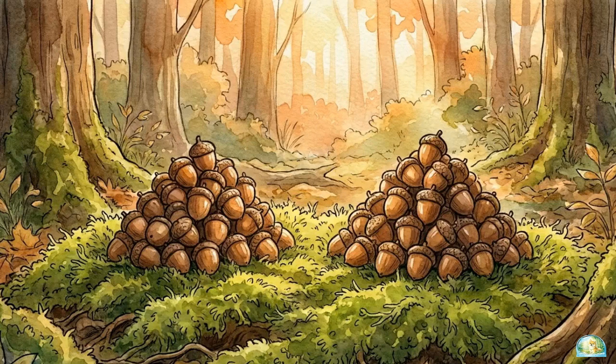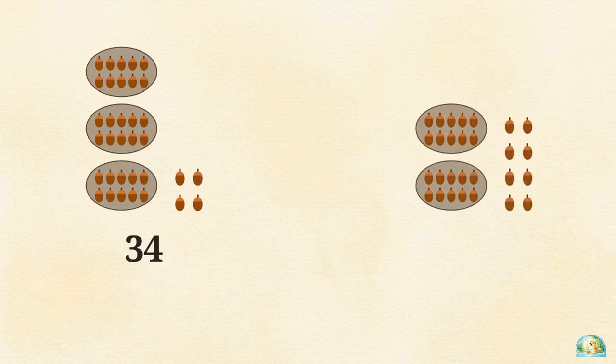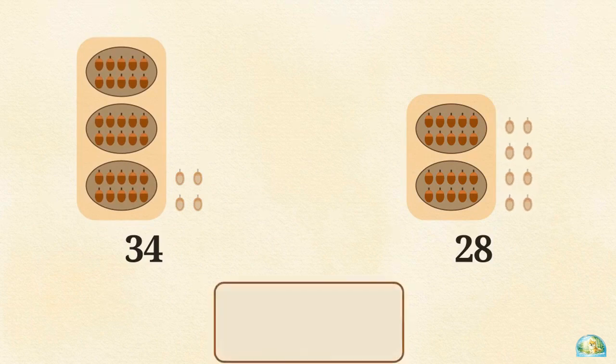Down on the moss, we can observe two distinct, fully sorted harvests resting side by side. Left is 3 10-acorn caches and 4 loose ones, 34. Right is 2 caches and 8 loose ones, 28. Compare the full caches. 3 10s is larger than 2 10s. The scattered ones cannot close the gap, so we record 34 is greater than 28.